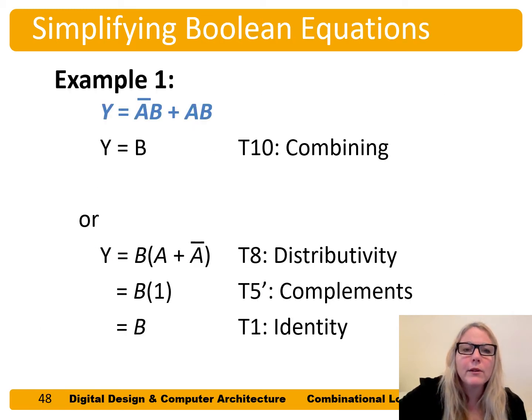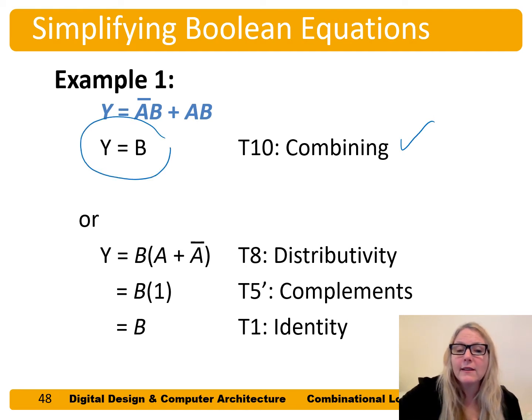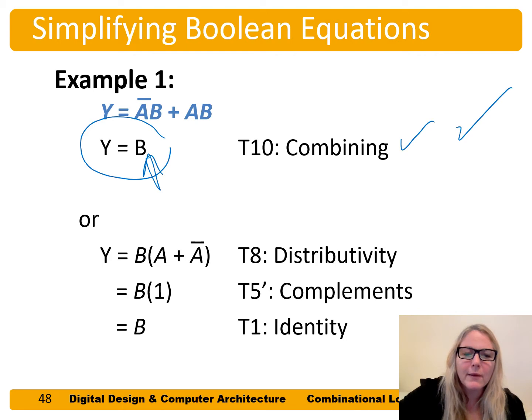So let's take, for example, simplifying this Boolean equation, y equals a bar b or ab. Well, we'd simply use combining and get to y equals b. So this reduces the number of gates, and this is the minimized SOP form of that equation. We could have also used other theorems. Combining is the simplest one, so recommended. But here's another way, if you happen to not see that: factor out the b, for example, get a or a bar, use complements to turn that a or a bar into 1, and then b and 1 is just equal to b using identity.